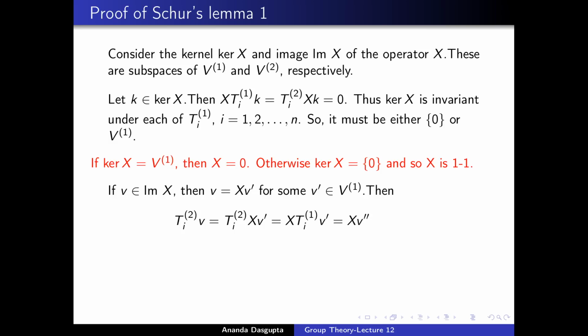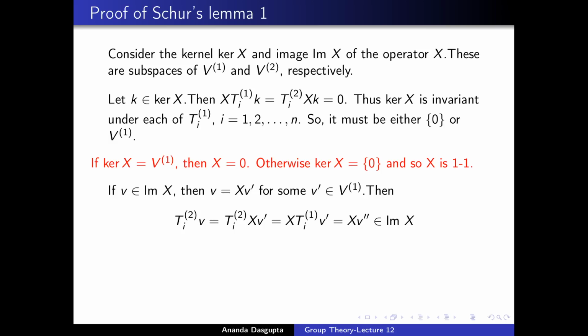So, the conclusion is, if you give me any vector V in the image of X, then Ti2 acting on V is also in the image of X for each and every one of the i's from 1 all the way to n. And hence, the image of capital X is also invariant under the action of Ti2, where i runs from 1 all the way up to n.